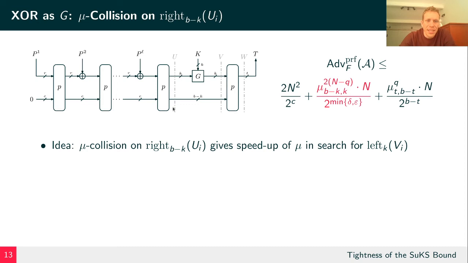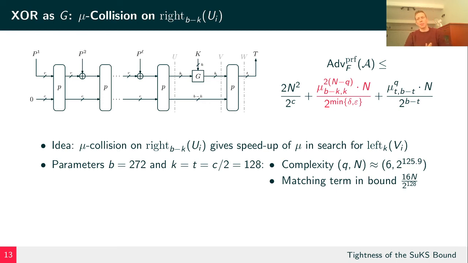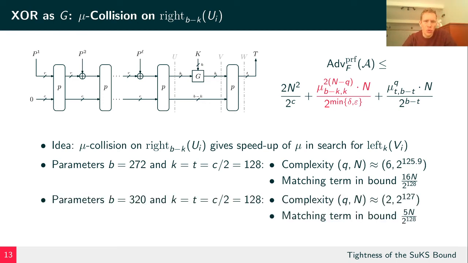So also here the idea is that a mu-fold collision on the rightmost b minus k bits of U gives a speed up of mu in searching the leftmost bits of V. And once you have the leftmost k bits of V, you can recover the key. Now if you take a typical example of say b is 272, or maybe 320 bits, with an aim of 128-bit security, we get an online complexity of roughly 2^64, and an offline complexity still close to generic. So it really matches the corresponding term in the bound, 16n over 2^128 or 5n over 2^128. So of course there is a very small loss, but that's due to a bound in the multi-collision.